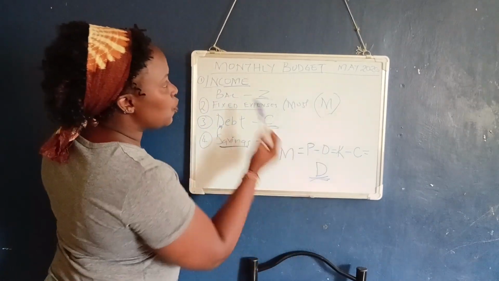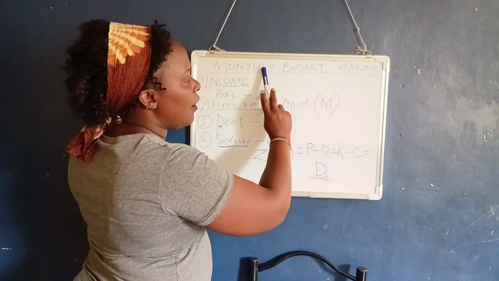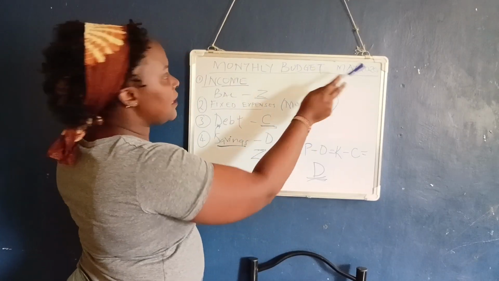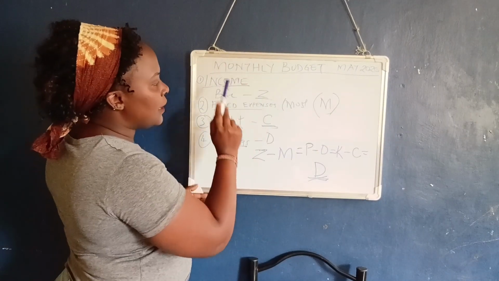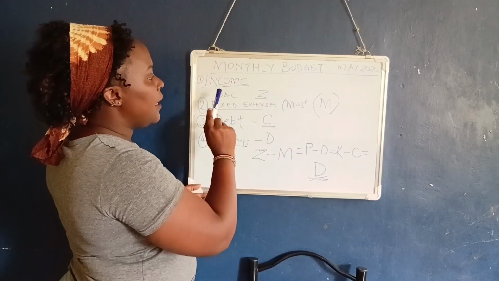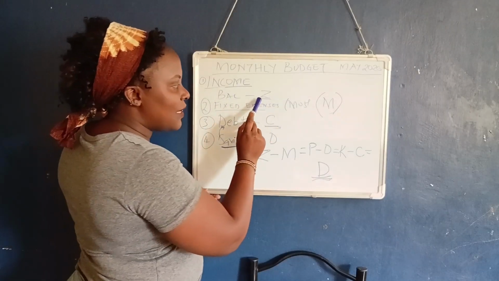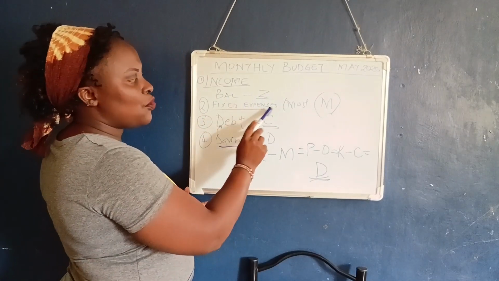So this is how to create your simple monthly budget. You just have your budget set for May. You list down your income. I showed you how to list the income, salary 1, salary 2, others. And then if you're a tither, you tithe. And then now you have your balance, which is Z. And then you list down your fixed expenses.